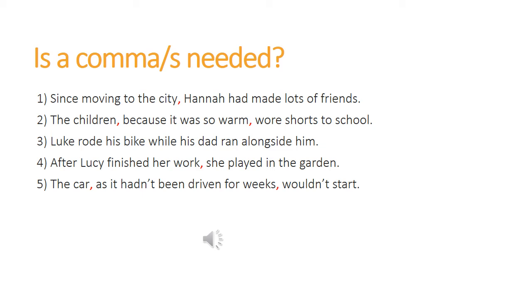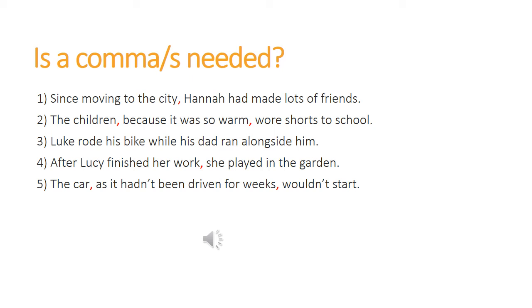Sentence number 2, the subordinate clause was in the middle of the main clause, so you needed a pair of commas. So it should read, the children, comma, because it was so warm, comma, wore shorts to school. Sentence number 3, you didn't need any commas there because the subordinate clause was at the end of the sentence and it began with the main clause.